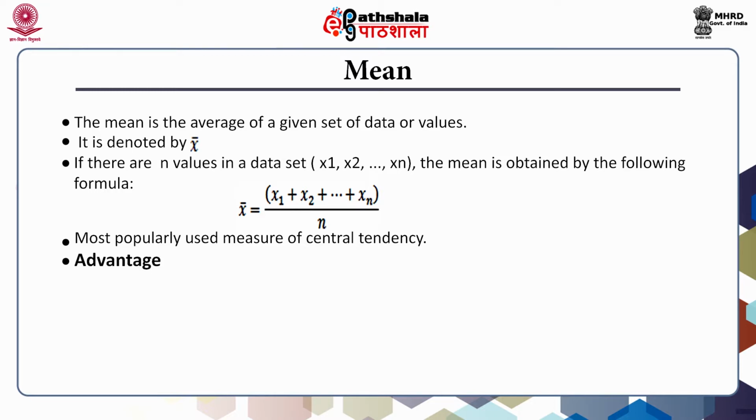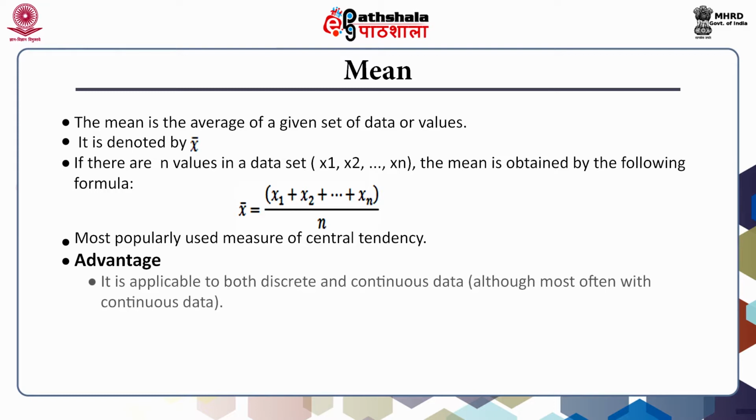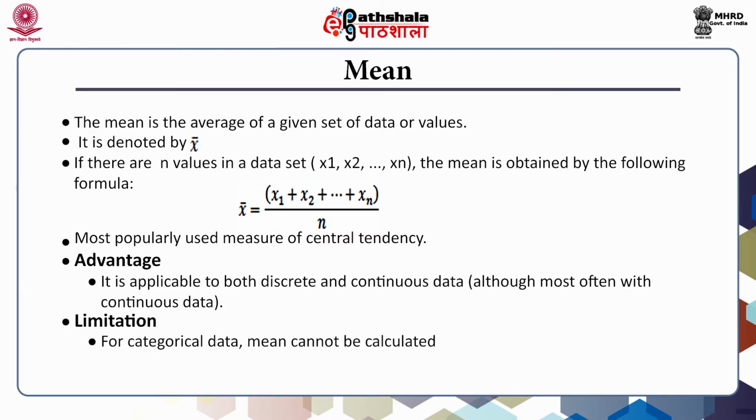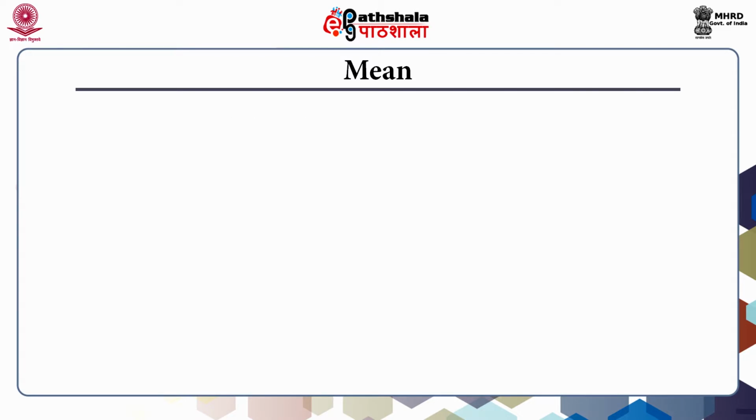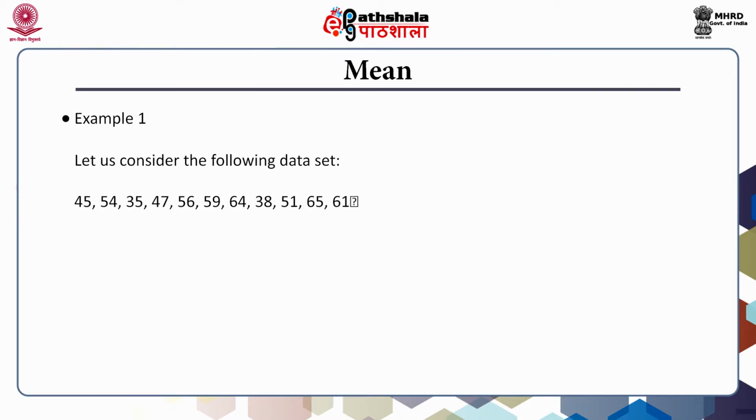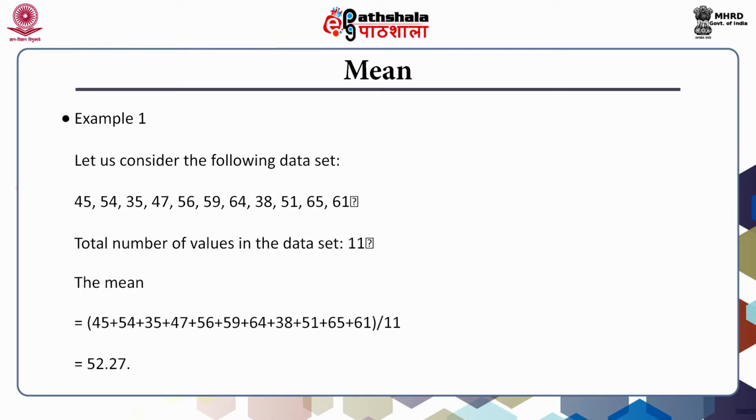Now let us see the advantages and limitations of mean as a measure of central tendency. The advantage is that it is applicable to both discrete and continuous data, although most often with continuous data. The limitation is that for categorical data, mean cannot be calculated, and outliers and skewed distributions often influence the mean value. Here we look at an example of calculating mean. In the following data set, the total number of values is 11. Therefore, the mean is the sum of all the values divided by 11.